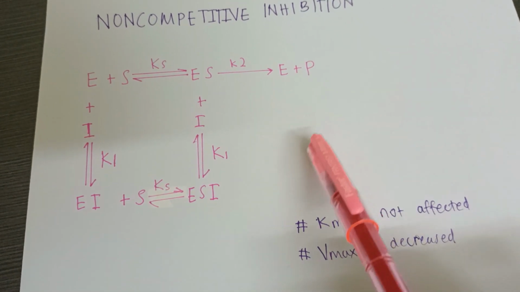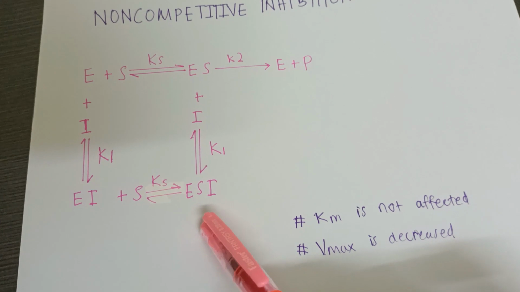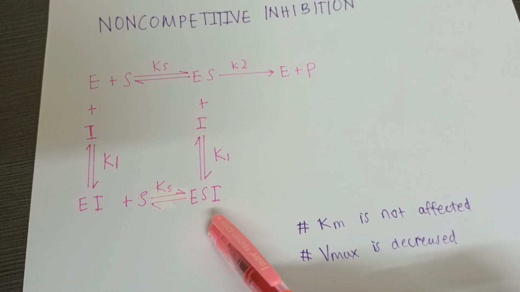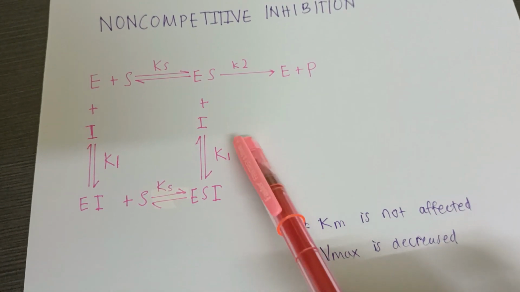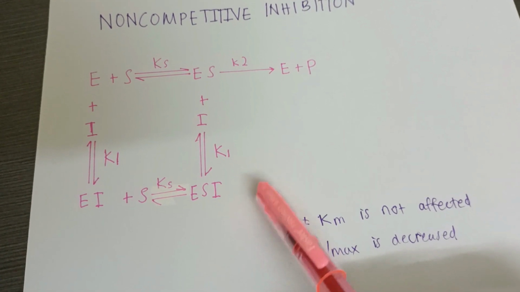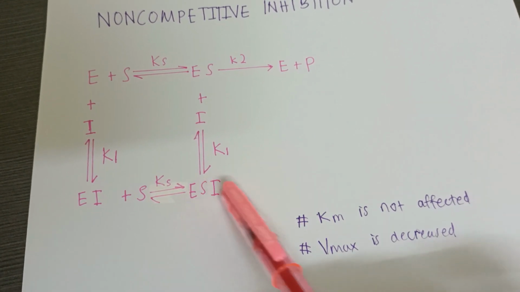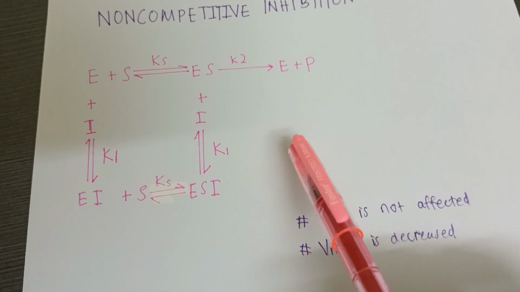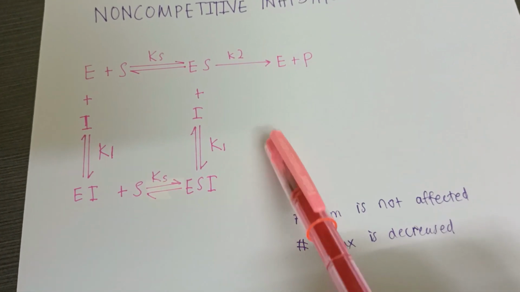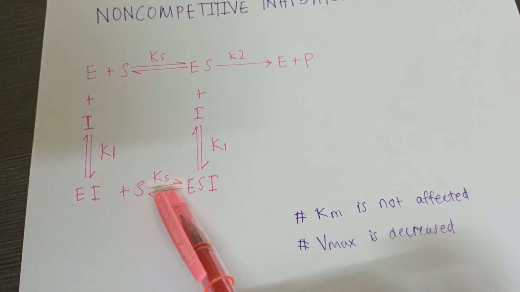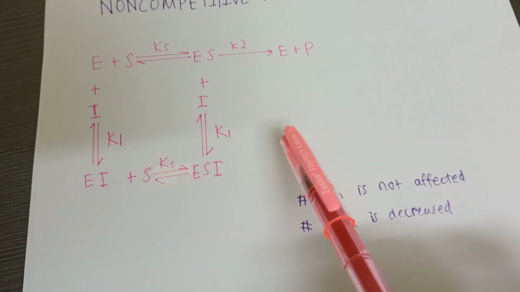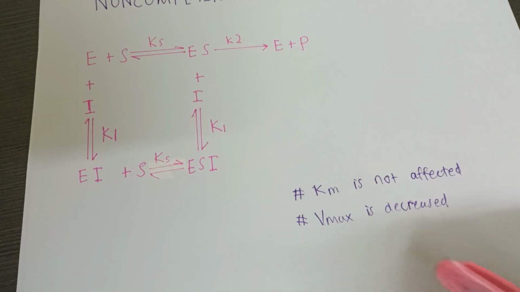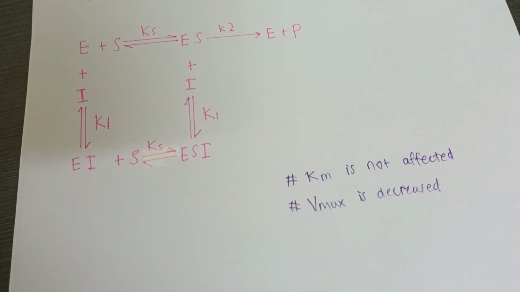The enzyme-substrate-inhibitor or ESI complex can form the enzyme-substrate complex and can form product, but at some point not all the ESI complex can form the ES complex. In other words, you won't be able to have all your enzyme react with substrate. This means that the Vmax is decreased because we cannot reach Vmax.